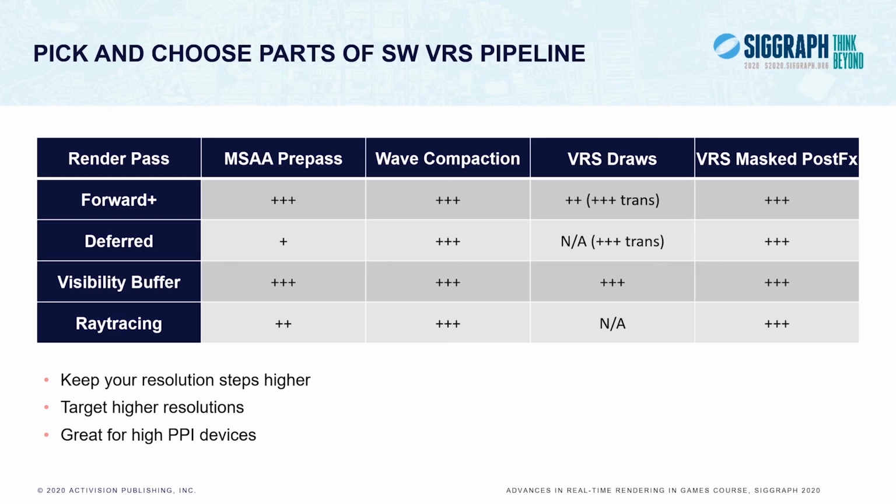So to sum it up, the proposed software variable rate shading pipeline allows you to keep your resolution steps higher or target higher resolutions in general. And then it's definitely a great system for high PPI devices. That said, it ends the presentation.